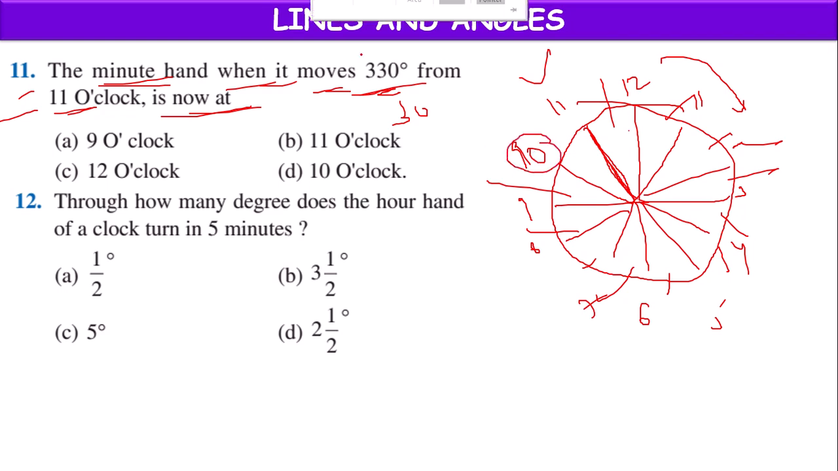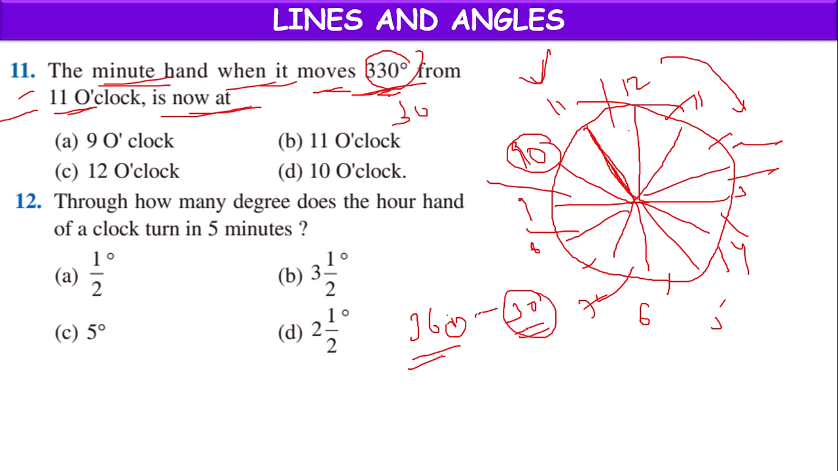Or simply we can say 330 means 360 minus 30. If it has moved 360 degrees, it will be at 11 again, which means one rotation. So 360 minus 30 means one part back of 11, which is equal to 10 o'clock.